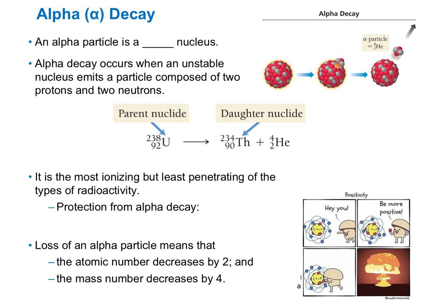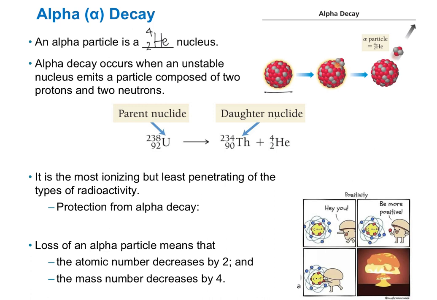So the first one we're going to talk about is alpha decay. Alpha decay is the helium nucleus. It basically has the exact same formula as helium, with 4 as the mass number and 2 as the atomic number. So 2 protons and 2 neutrons. This happens when we have a nucleus that is unstable because it has too big of a mass. So we need to start to reduce some of the mass to help it feel more stable.